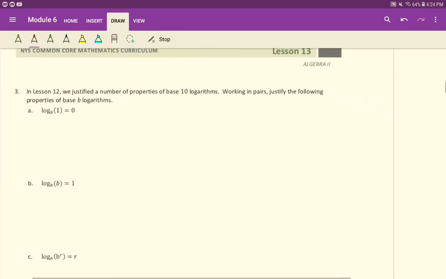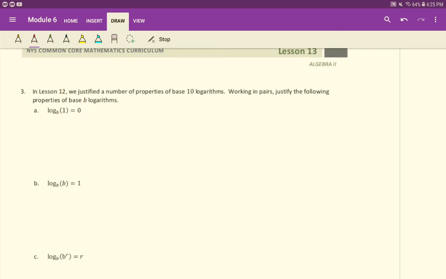All right, in this next video, we're going to continue our look at changing base and solving problems involving changing the base. So in lesson 12, we justified a number of properties of base 10 logarithms. That was the previous lesson that we talked about in our previous video. So now we're going to look at these properties for any base b.